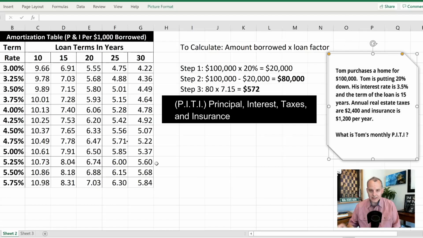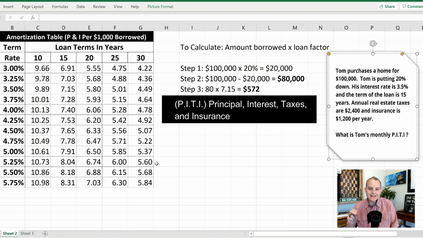The loan factor, we're going to take 80 times 7.15 to give us the $572, which is the principal and interest portion of the payment. How did we come up with 80? How did we come up with 7.15?